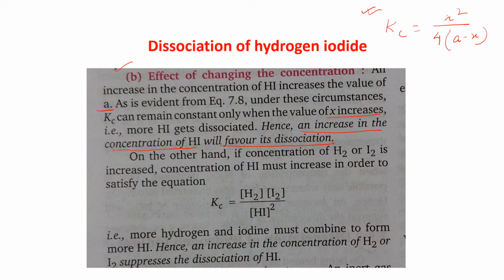On the other hand, if the concentration of H2 and I2 is increased, concentration of HI must increase. Otherwise, Kc will not remain constant. More hydrogen and iodine must combine to form more HI. Hence, an increase in the concentration of H2 or I2 suppresses the dissociation of HI. Am I clear to you?